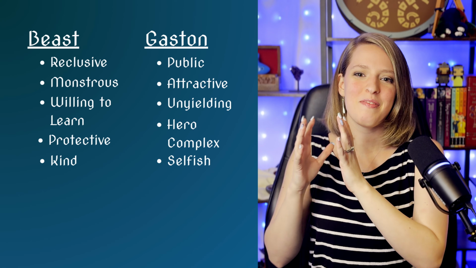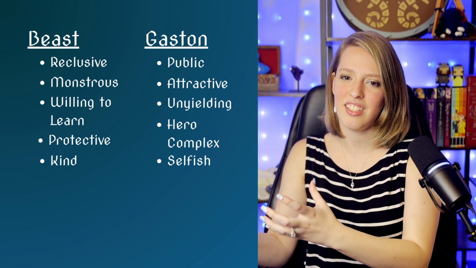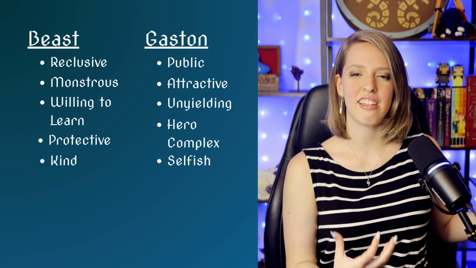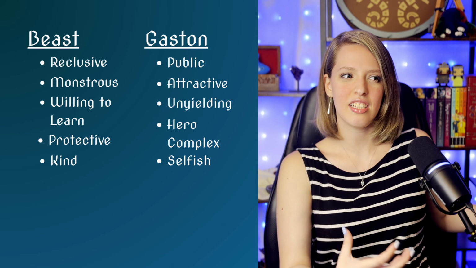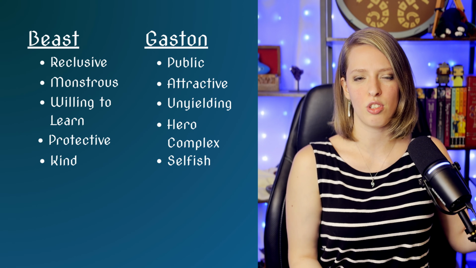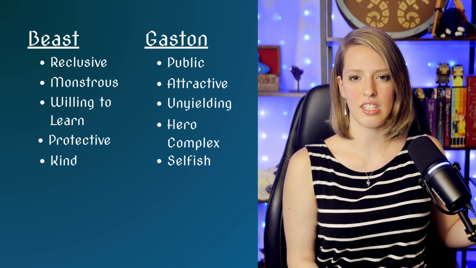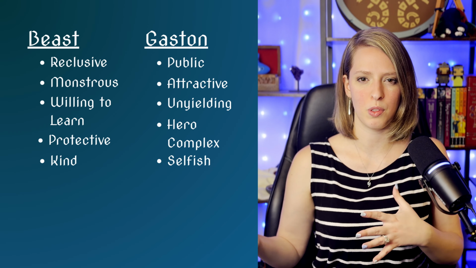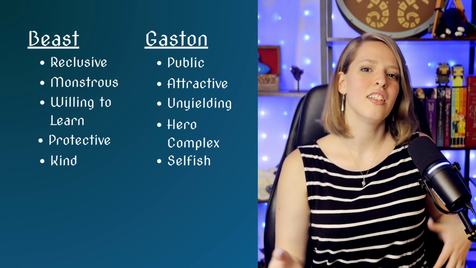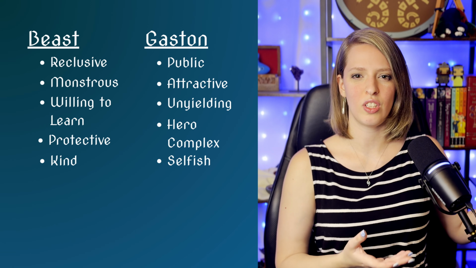Belle suggests to both of them learning how to read. The Beast actually takes the time to learn, and Gaston is like, this is boring. Let me go hunt something. Where the Beast is protective, Gaston has a hero complex. He plays as if he doesn't really care so much about protecting people as he wants the accolade for having protected people. The Beast is kind. Gaston seems to be more forceful and selfish.